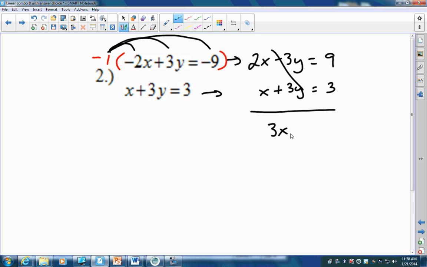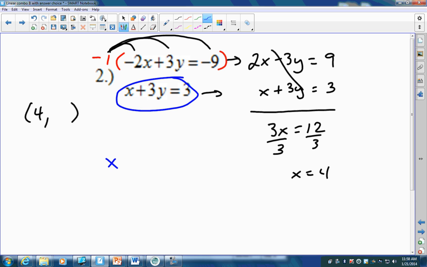Now we have 9 plus 3, which is 12. I'm going to divide by 3. X equals 4. Now, take one of your equations. I'll take the bottom one right here. X plus 3y equals 3.